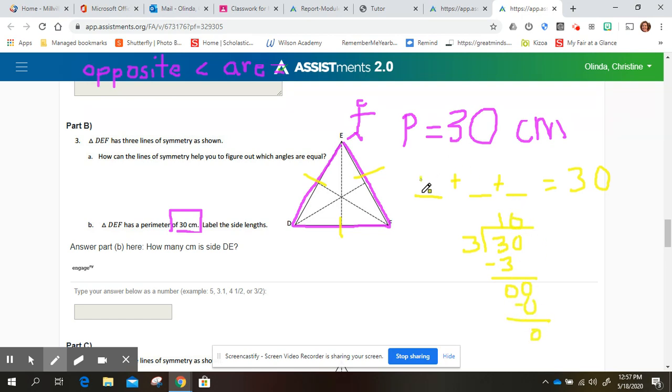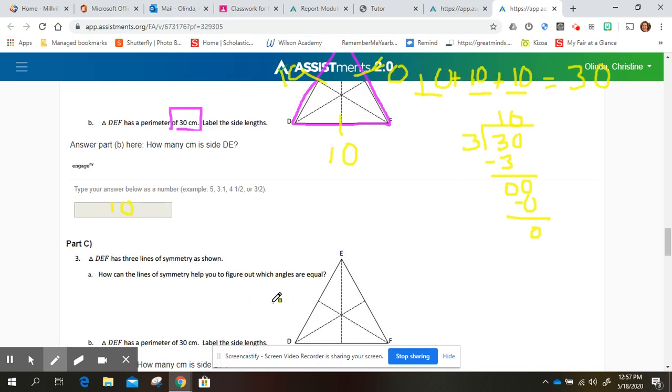And that each side has to be 10. So DE has to be 10 centimeters, EF has to be 10 centimeters, and FD has to be 10 centimeters because 10 plus 10 plus 10 is 30. And so it says type your answer in the number below. Each one would have to be 10.